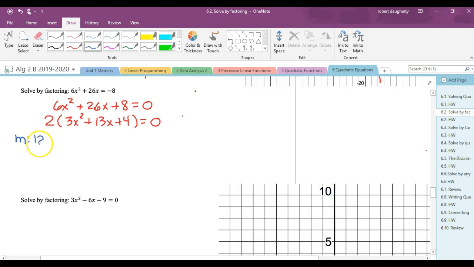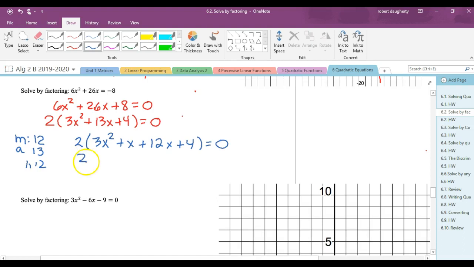12. And they add to give me 13. If I had not factored this 2 out, I would be looking for numbers that multiply to 48 and add to 13. Still possible, just the numbers are bigger, okay? What numbers multiply to 12 and add to 13? Yeah, 1 and 12. So I can write this as 2 times 3x squared plus x plus 12x plus 4 equals 0.